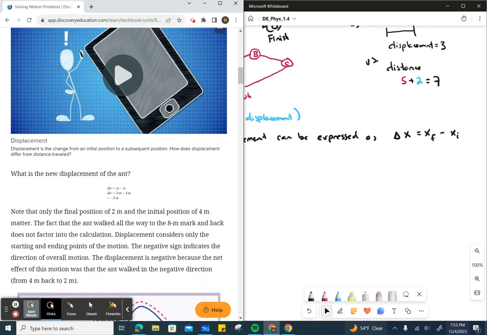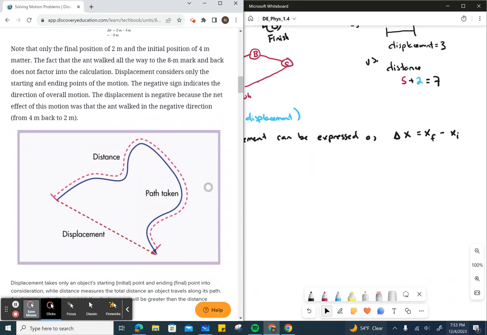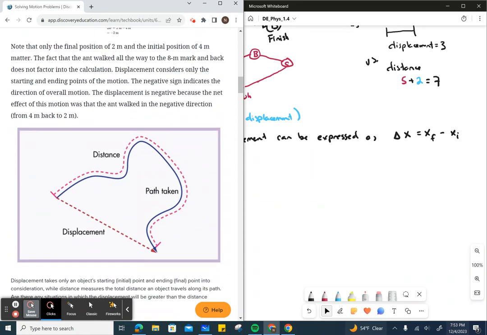So we talk about that. In this problem here, you can see this is exactly the same thing we've been talking about. Distance accounts for the whole path taken. Displacement is just the difference between the start and the finish, right? This is start, and this is finish. So displacement is just that distance, right?